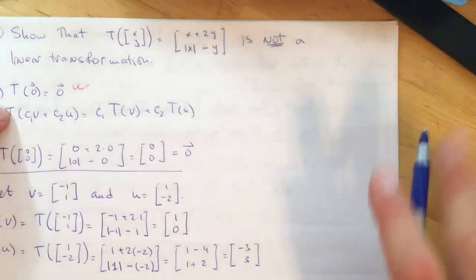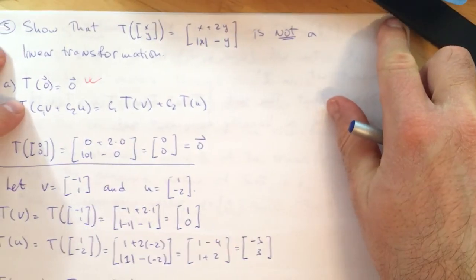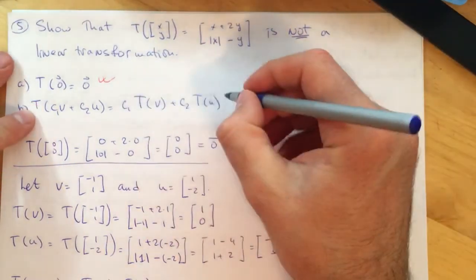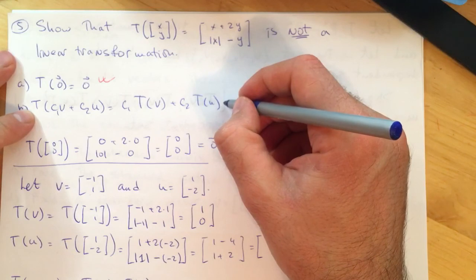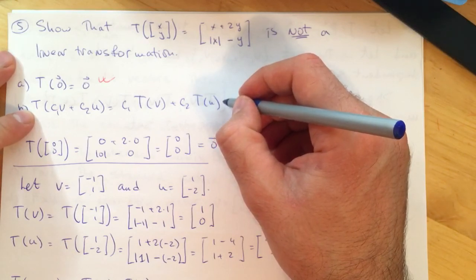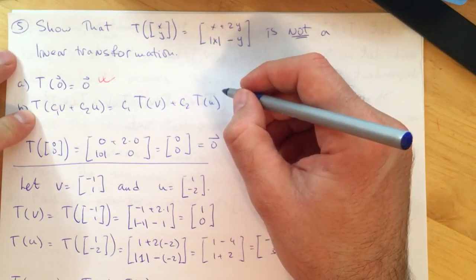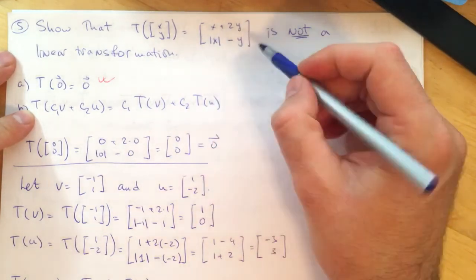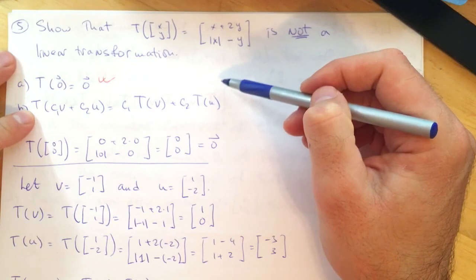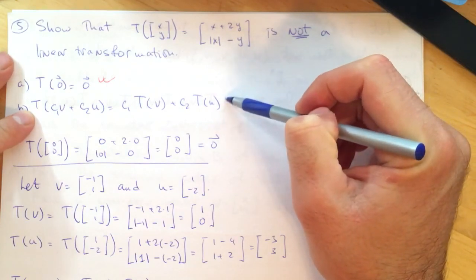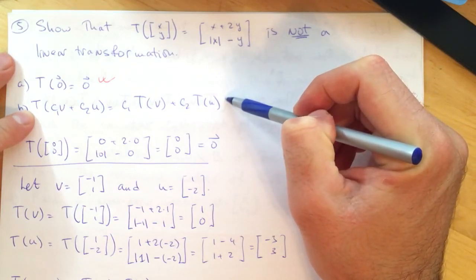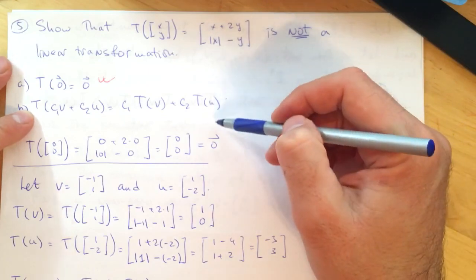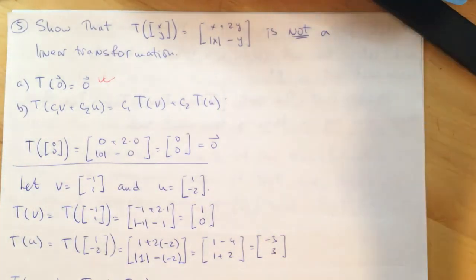So when you're asked to prove that something is a linear transformation, you have to prove these two conditions for any two vectors. If you're asked to show that it is not a linear transformation, then you have to show that either one of these two conditions fails. You just have to show that they don't work for just two vectors, and then you're done with that proof.